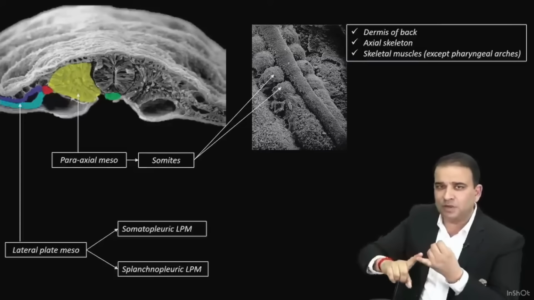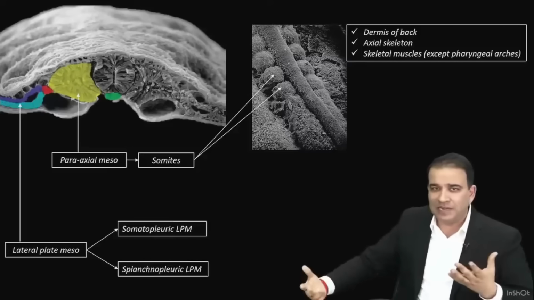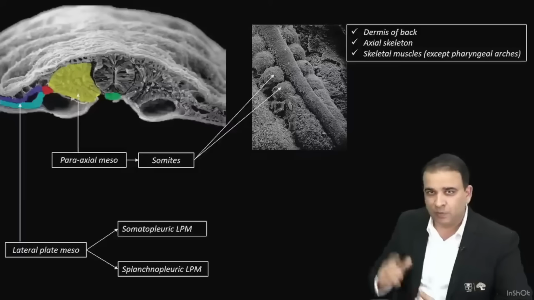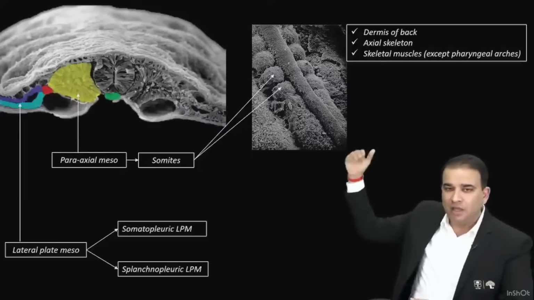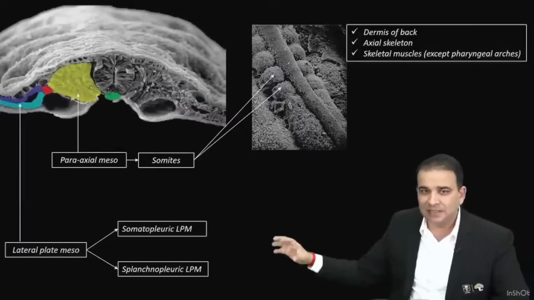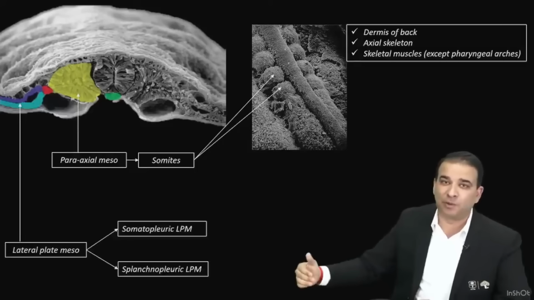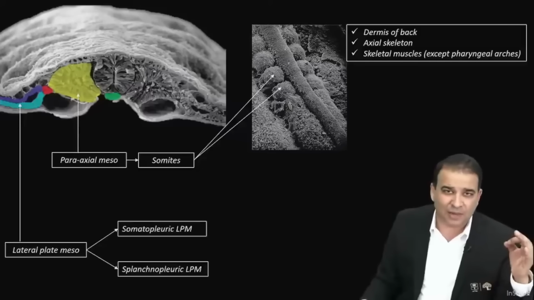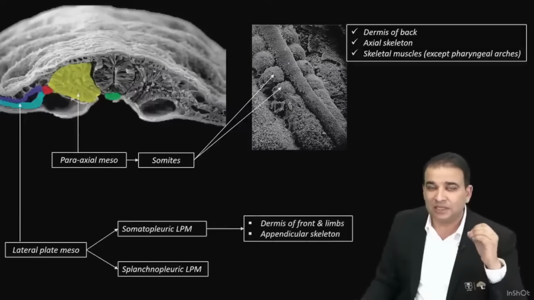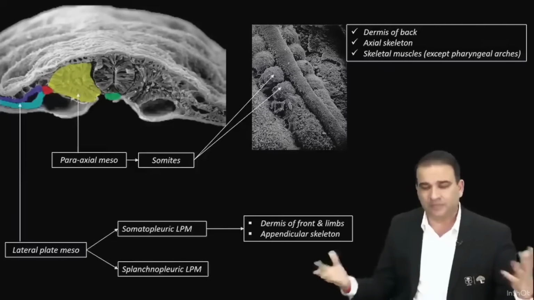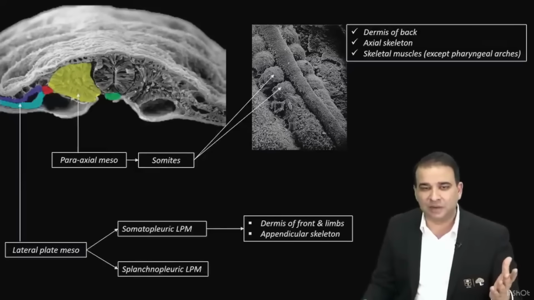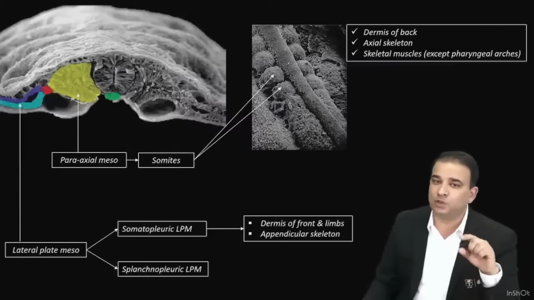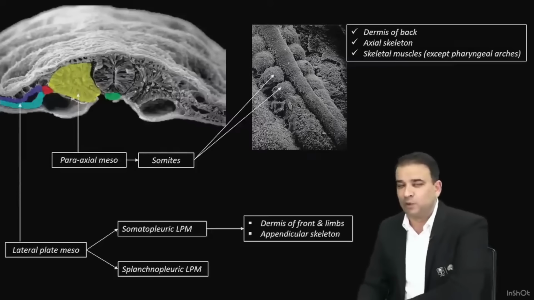It should be the dermis of the front, the dermis of the limbs, the appendicular skeleton, smooth and cardiac muscle. Now we already know the list, whatever is not derived from here. But we still have to divide this, what is from somatopleuric and what is from splanchnopleuric, guys. So obviously the word somato is for the body wall. So somatopleuric lateral plate mesoderm will give rise to the dermis of the front and limbs, the ventral body wall and the dermis of the limbs, and it will also give rise to the appendicular skeleton. Upper limb bones and lower limb bones will be derived from the somatopleuric lateral plate mesoderm.